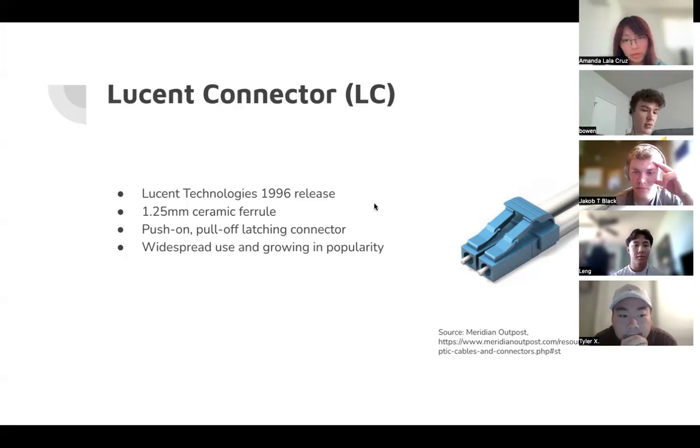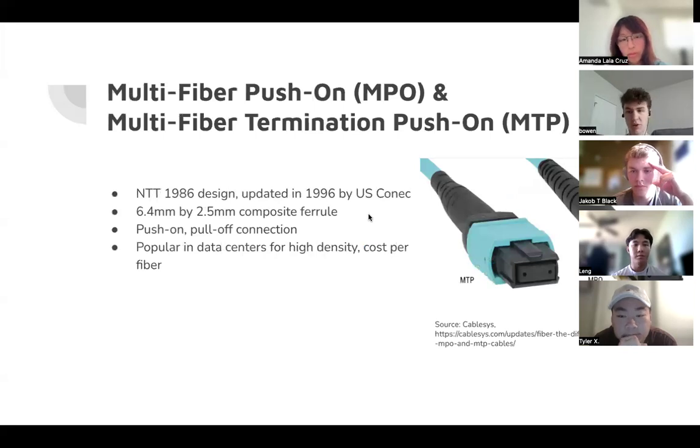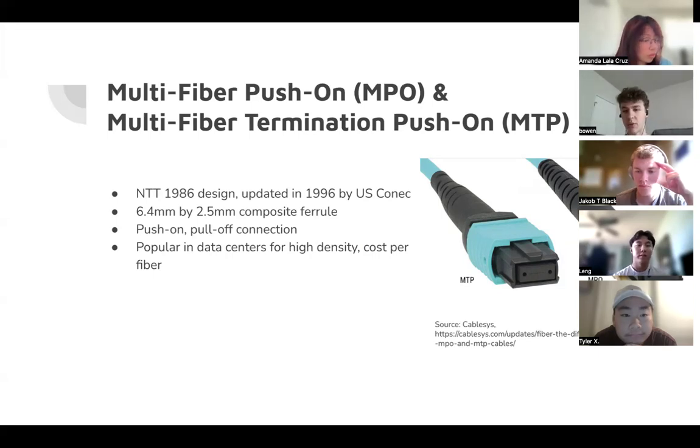And then the last one we have is the MPO and MTP. That's multi-fiber push on and multi-fiber termination push on. The original MPO was designed by the Nippon Telecommunications and Telegraph Company in 1986, and then it was updated by US Connect in 1996. What they did is they took the original design and made it so it had tighter tolerances and higher performance. But they're still compatible with each other. It's backwards compatible. Instead of using a round ferrule, it uses a 6.4 millimeter by 2.5 millimeter composite ferrule.